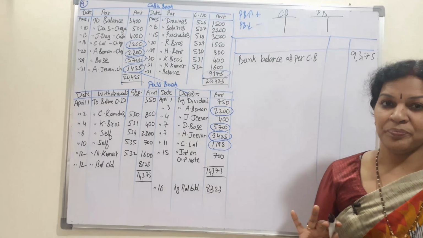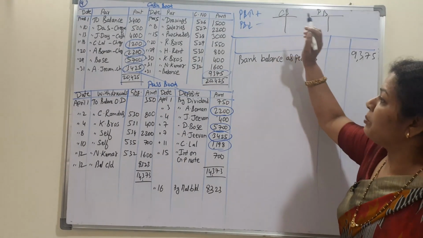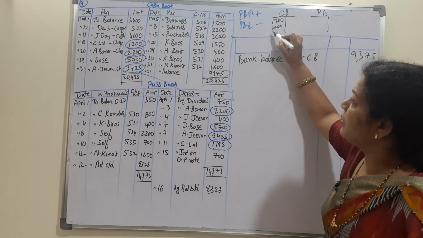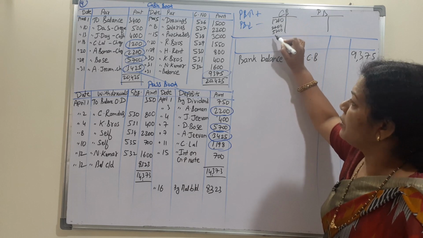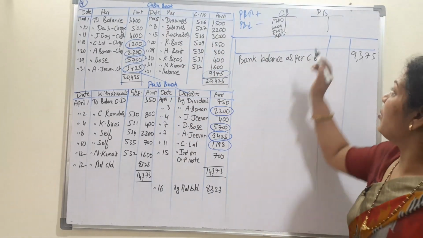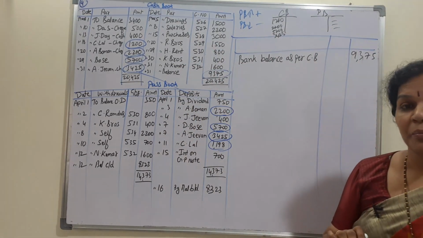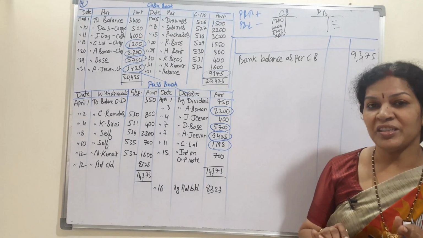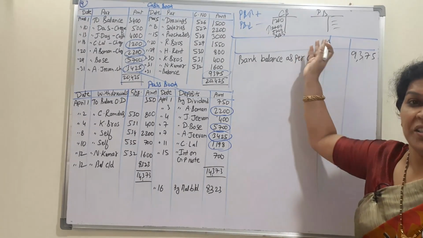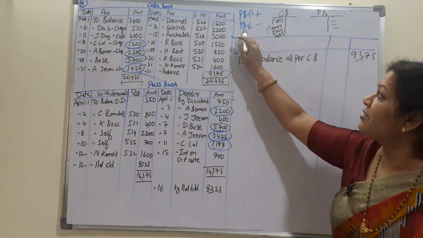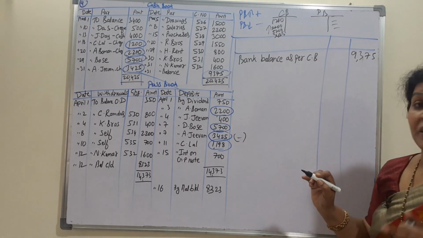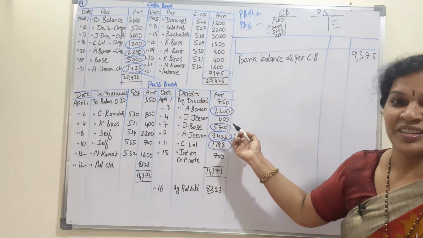Checks deposited but not credited by the bank. Checks deposited means we write it on the debit side: 1200, 2200, 5700 and 3425. Four checks deposited but not credited in the month of March. What is the effect? The cash book is more. When the cash book is more, the passbook is less because it was not credited. When the passbook is less, we have to deduct it. Now we are going to deduct this.